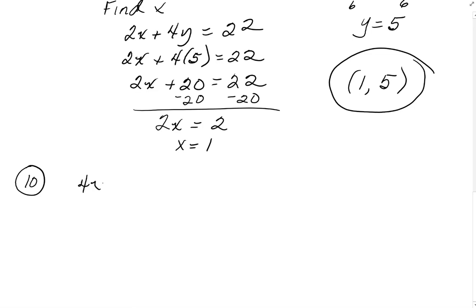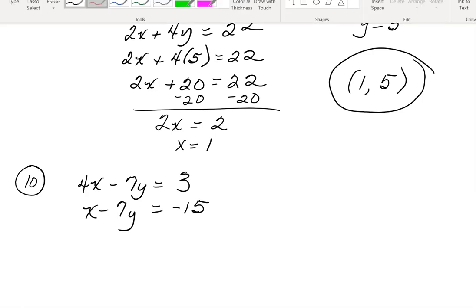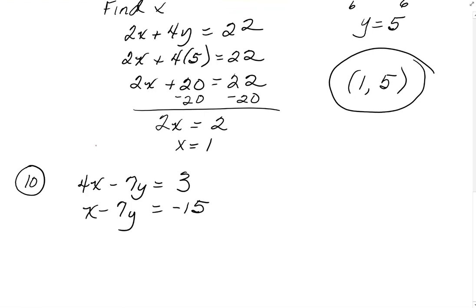I have 4x minus 7y is equal to 3, and x minus 7y is negative 15. Again, on this problem, you can work on changing something with the x's, or you can change something with the y's, and the y's would be easier. So I'm going to multiply, and it doesn't matter, but I choose to multiply the bottom equation by negative 1. That will make this a positive 7y, and I'll have opposites.